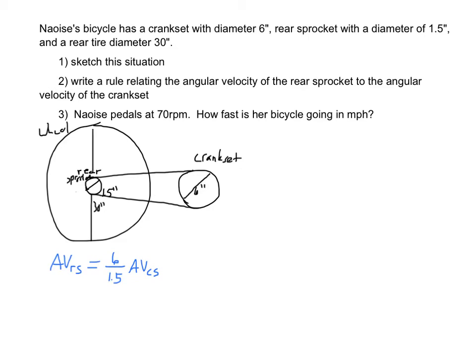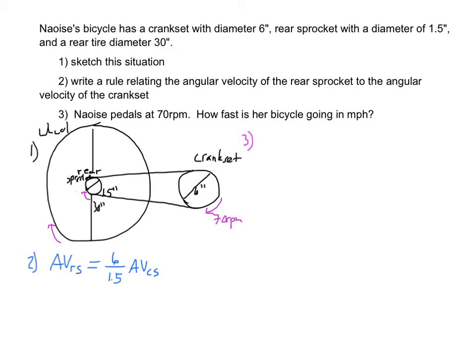Now we know that she's pedaling at 70 RPMs. Looking for her speed in miles per hour, ultimately we're interested in the linear velocity of that rear wheel. So a little bit of labeling here. She's pedaling at a speed. This crankset, that's going to rotate at 70 RPMs. That feeds into that rear sprocket, which then feeds into the rear wheel.